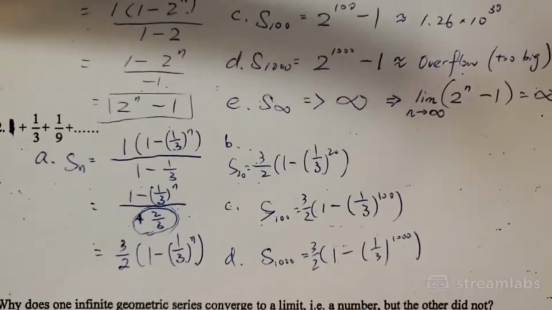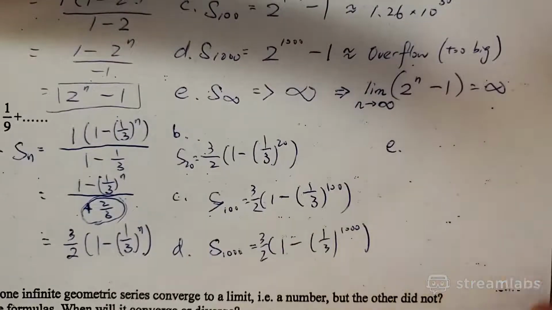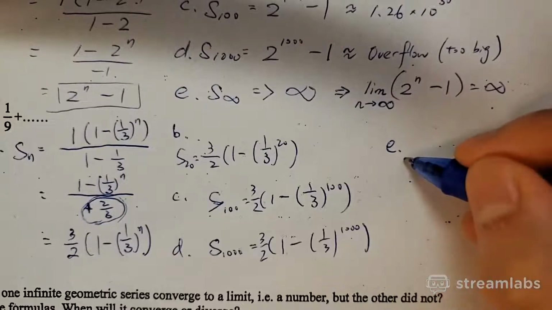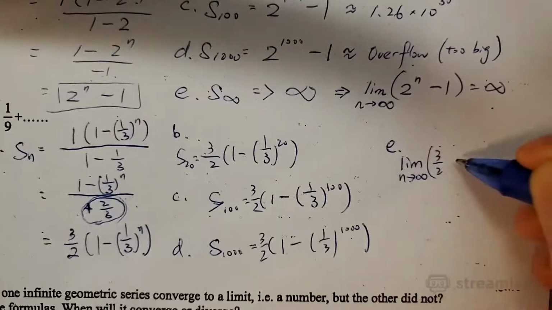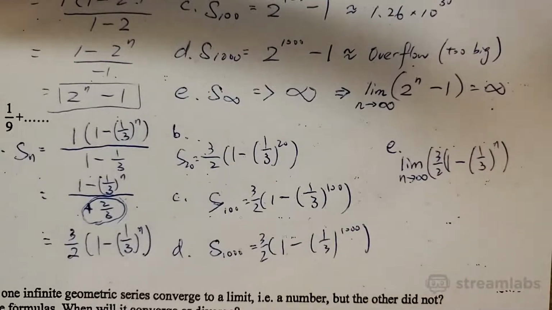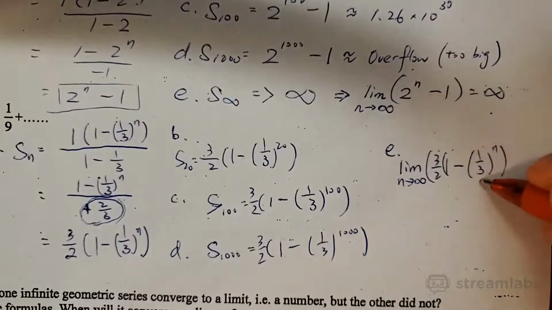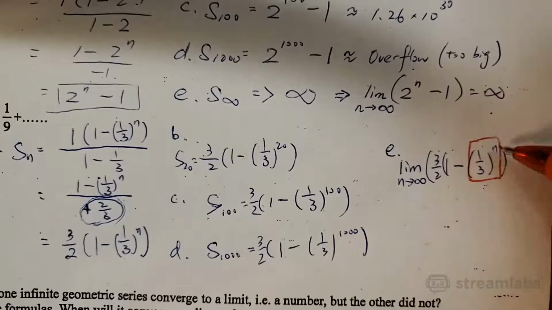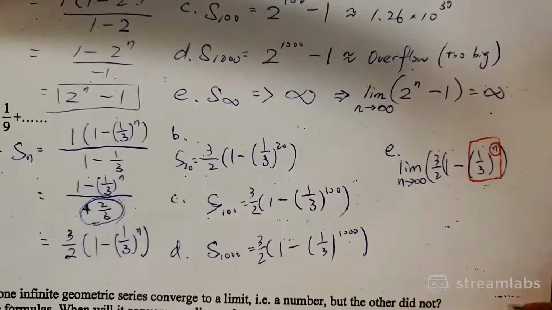All right. So finally, let's look at the main thing, which is when n goes to infinity. So part E, we're looking at the limit as n goes to infinity of 3/2 times (1 minus (1/3) to the n power). Now, the only thing that has n here is this part. What happens when n goes to infinity? What will this become? If you multiply by 1/3 over and over and over again, what does it become?